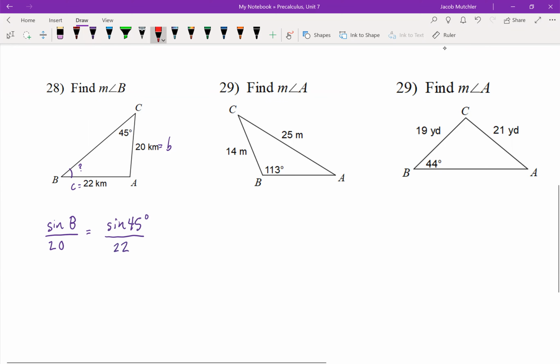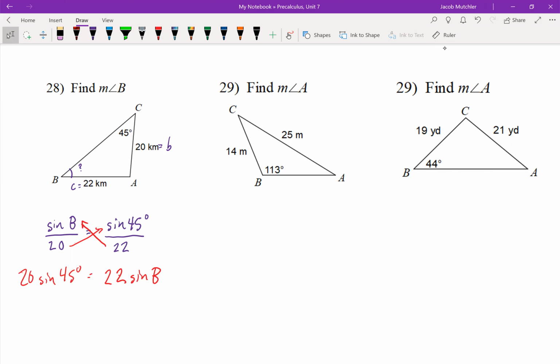I want to start solving that proportion by cross multiplying. So 20 times sine of 45 equals 22 times sine of B. So that gets it out of the fraction format. What I want to do then is divide by the coefficient here on the sine where I'm looking for my angle. So I'm going to divide both sides by 22. And for my next step, what I'll have is that fraction on the left, 20 times sine of 45 degrees, all divided by 22 now equals just sine of B.